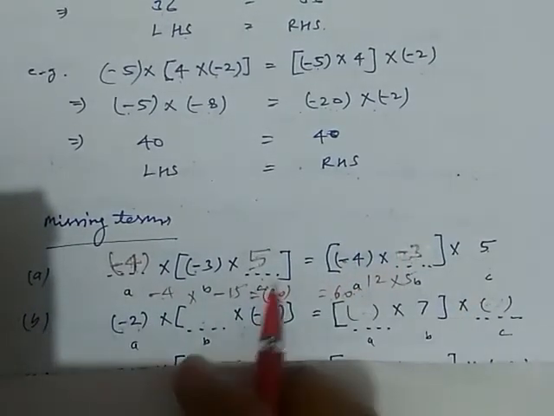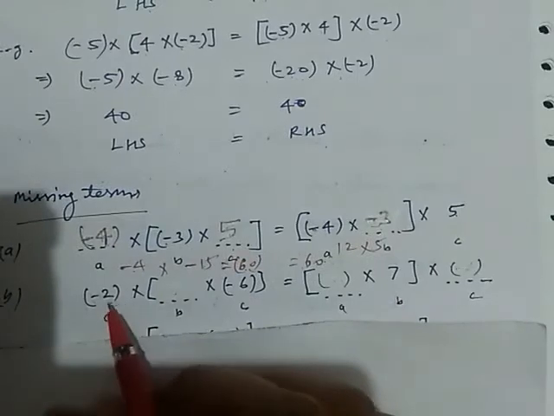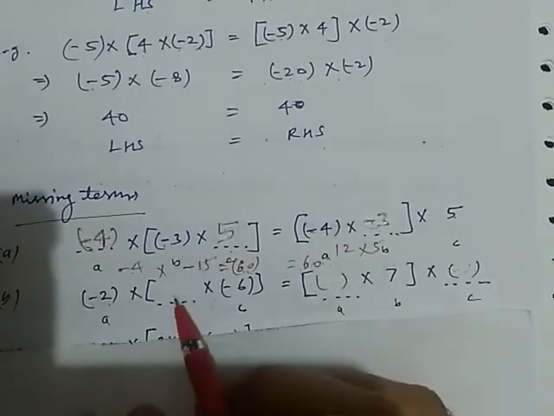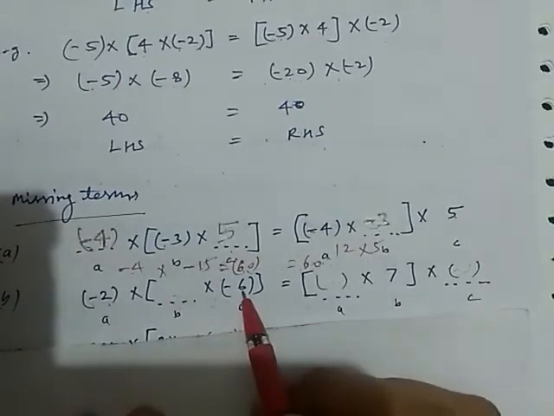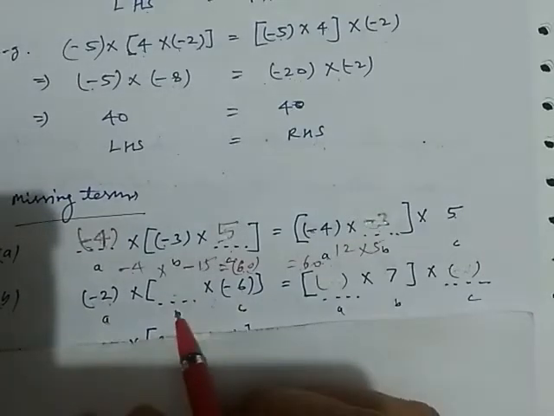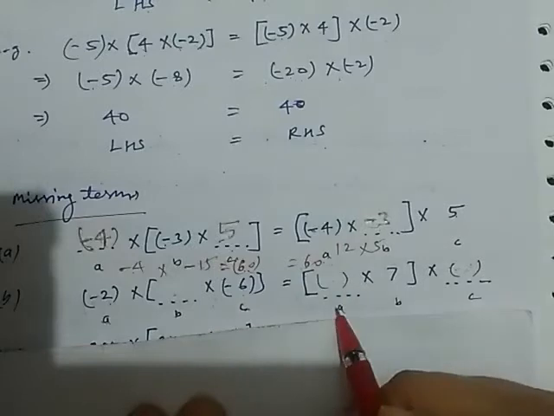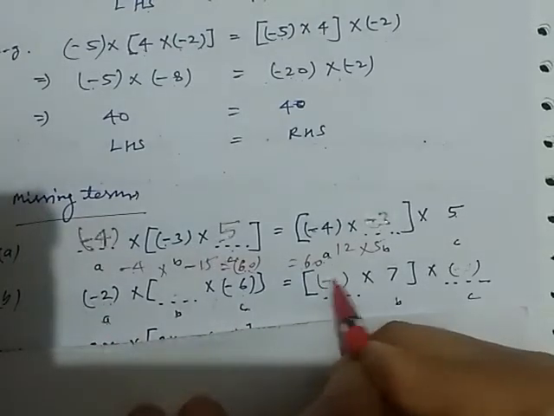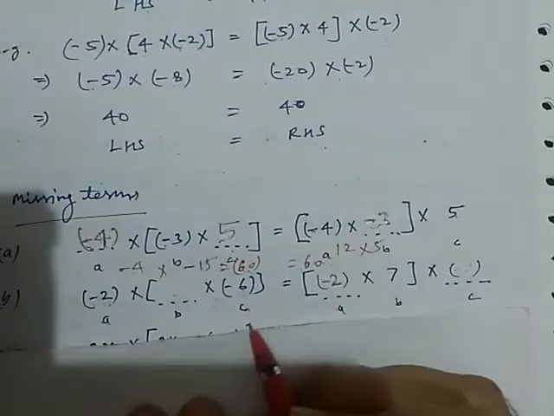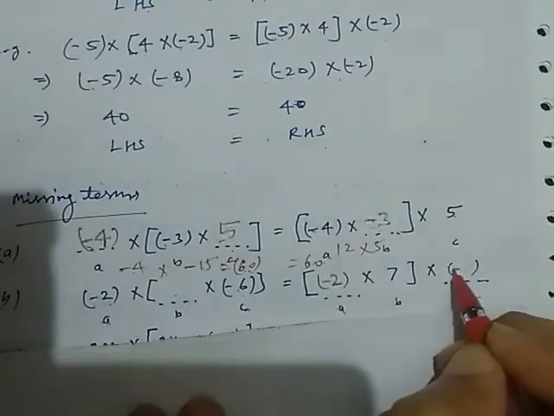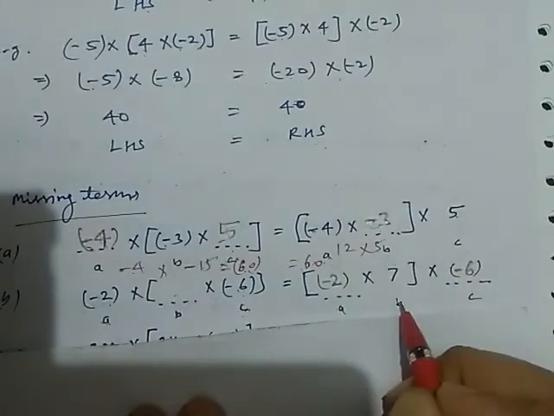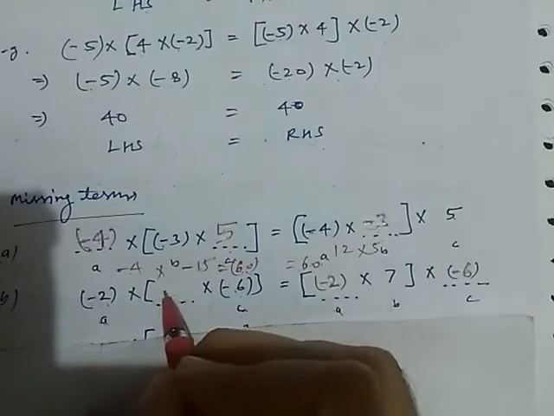Now we take another example. Here minus 2, here is a blank space, and this is minus 6. Let this be A, this be B and this be C. We know A and C, so put A here. A is minus 2, and C is minus 6, so put minus 6 here. And this is the B, so put B here, 7.